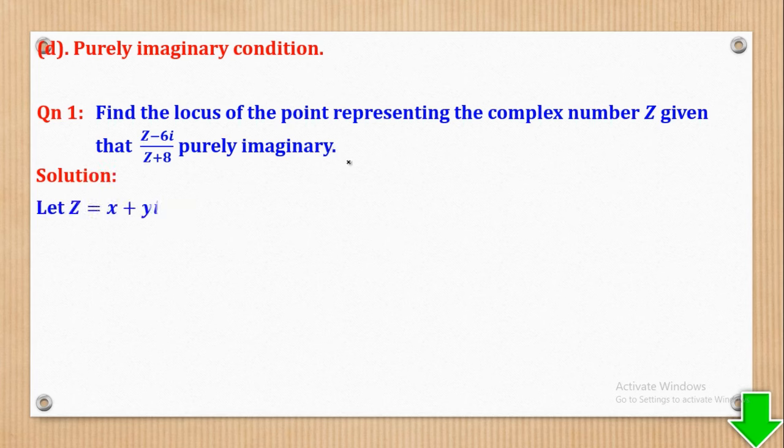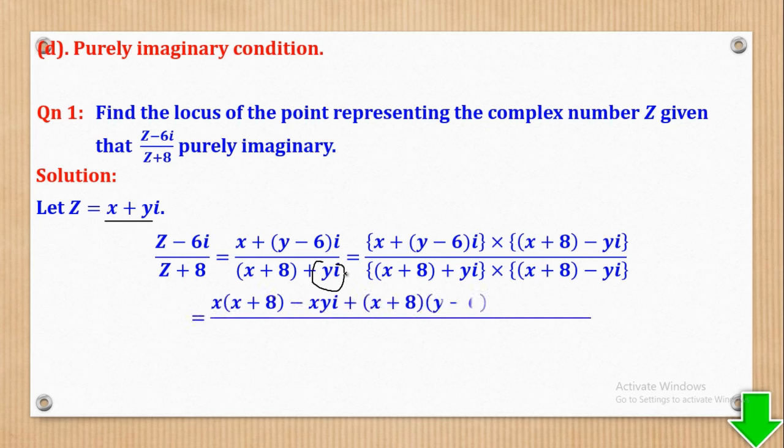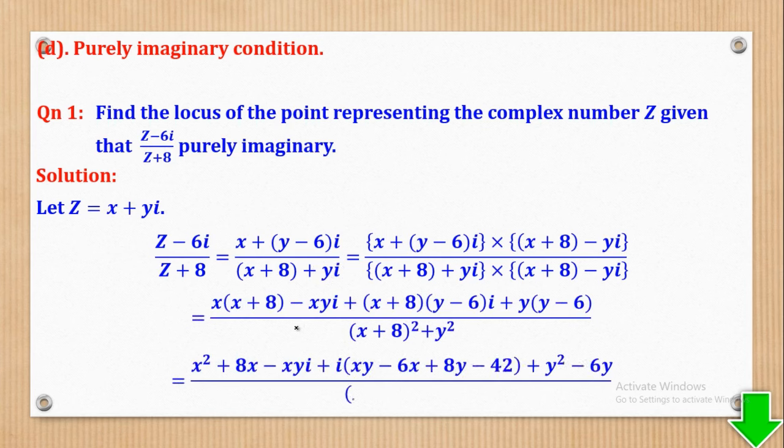So we shall first let z be equal to this, then substitute for z. The denominator has an imaginary part, so you rationalize and expand, then simplify, and then we have to collect like terms, collect real alone and imaginary alone. Let's see that on the next slide.